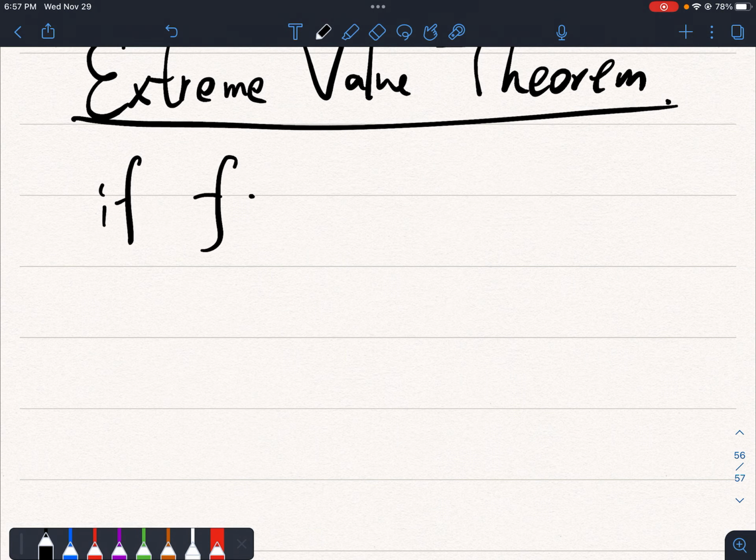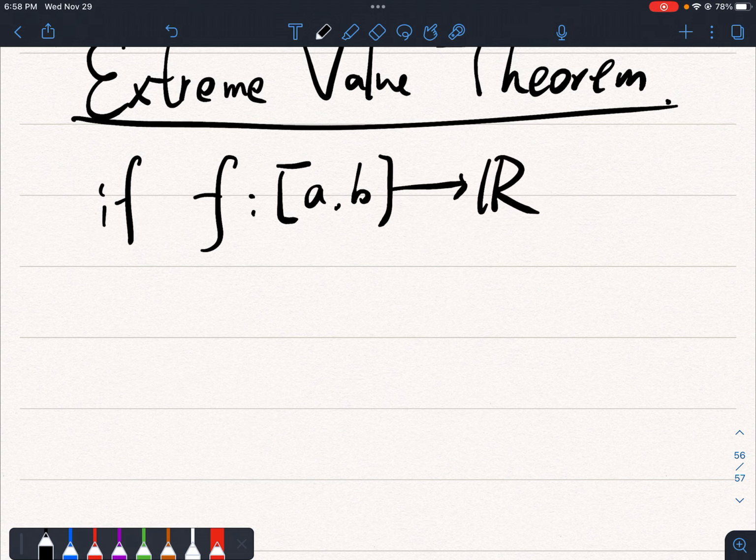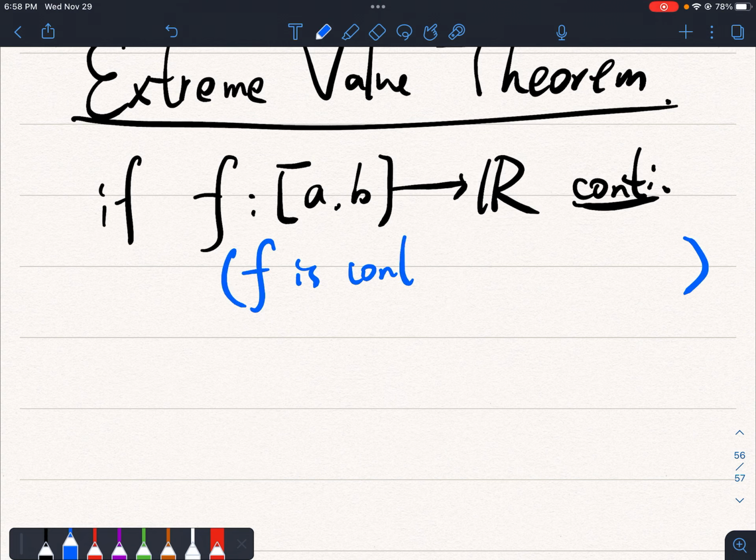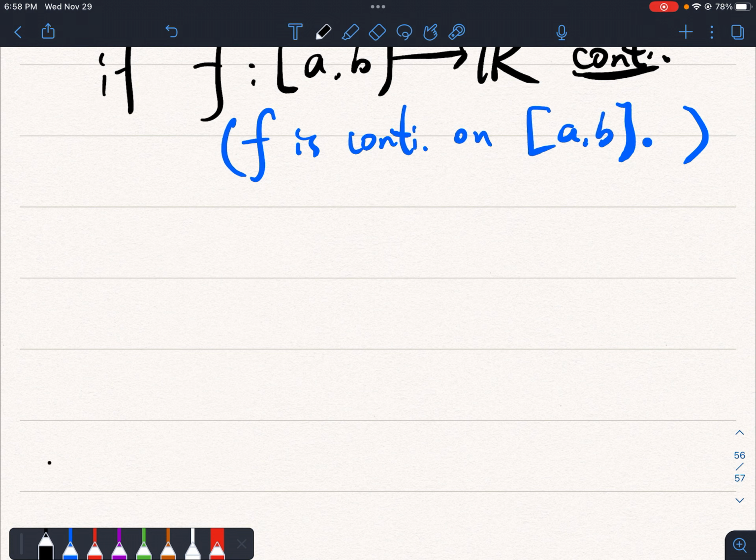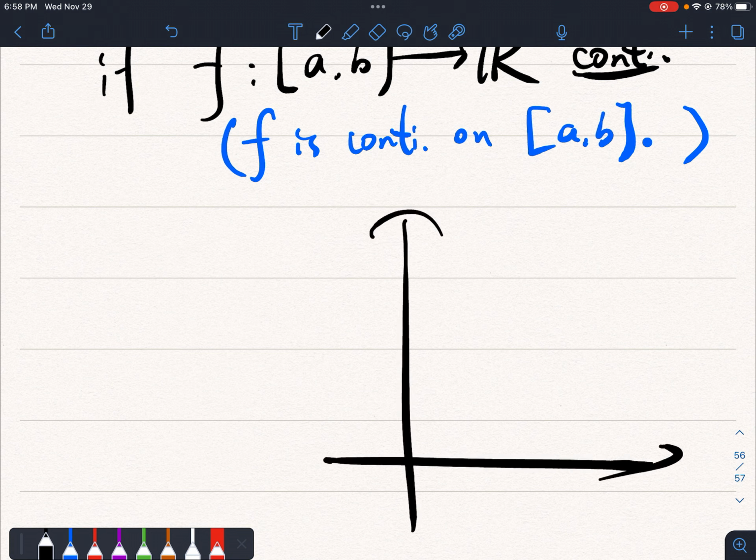Okay, so now let's assume that we have a continuous function on a closed interval, or we can say f is continuous on a closed interval. So things like this.